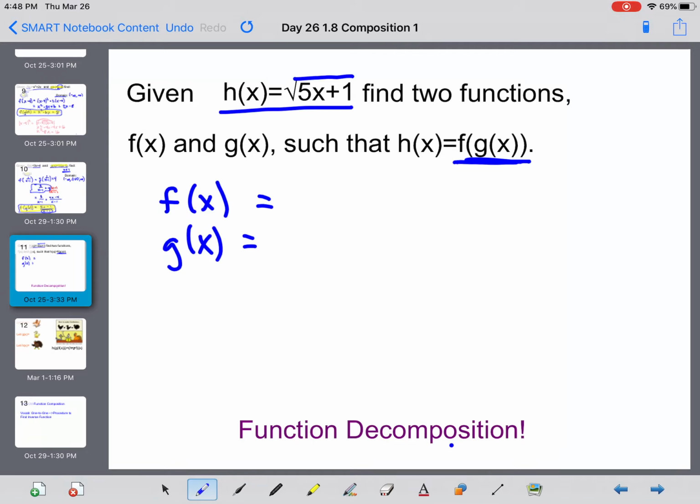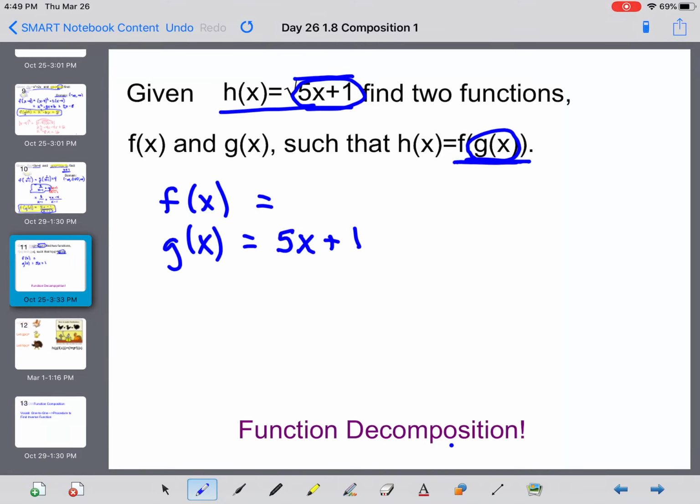If you want to pause the video and look at your paper and try to brainstorm, that would be great. If you have no idea what I'm talking about, then just keep watching here. All right, so let's talk about this. If g of x is going to be my inside function right here, I'm going to look at this problem and I want to see what's on the inside, what's happening. So what if we defined g of x as 5x plus 1?